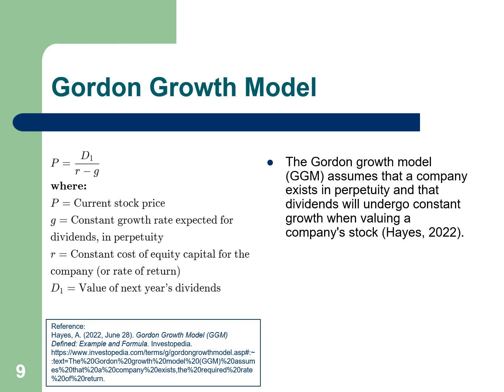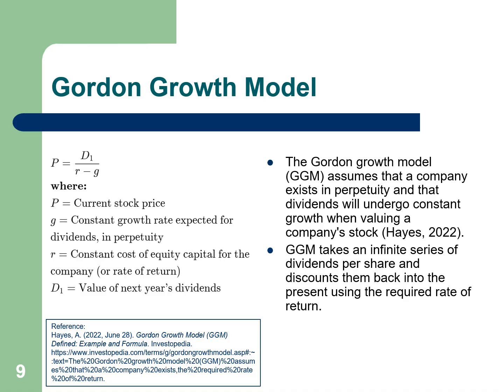The Gordon Growth Model, or GGM, assumes that a company will continue indefinitely and that its dividends will grow at a constant rate when determining the value of its stock. The Gordon Growth Model calculates the present value of an infinite series of future dividends by discounting them using the required rate of return.